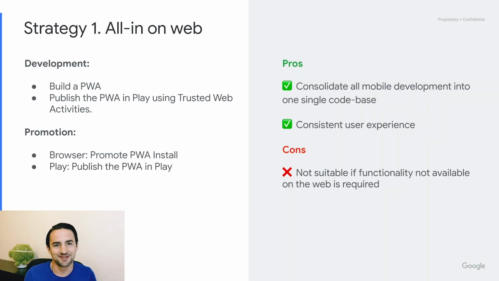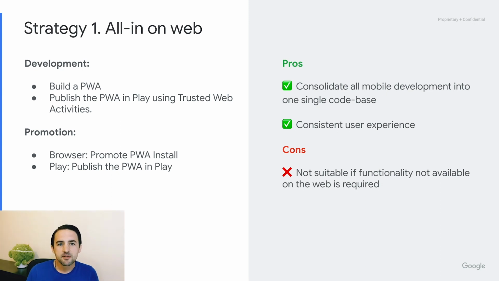Now, into the strategies. The first one is to go all in on web and rely solely on a progressive web app to deliver a great experience to all users cost effectively. With one code base and design, resources can be focused on building new features and experiences rather than maintaining separate platforms. For this strategy, develop a great PWA and also publish it in Play. From the browser, promote PWA install, and in Play, users can discover and install the app.